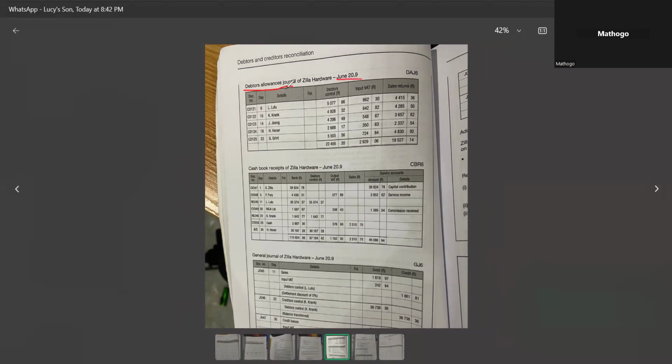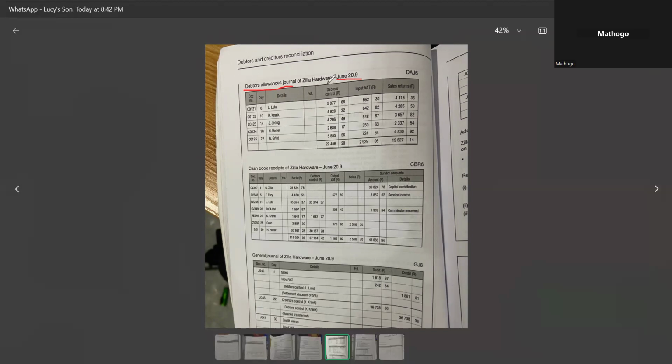So young men, in the debtors allowance journal, what do we record there? What type of transactions are these? They relate to what, according to your understanding? So it's like sales returns. Correct. Okay. That's what you record in the debtors allowance journal.